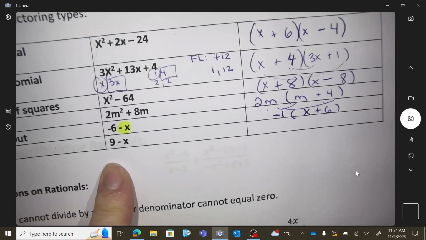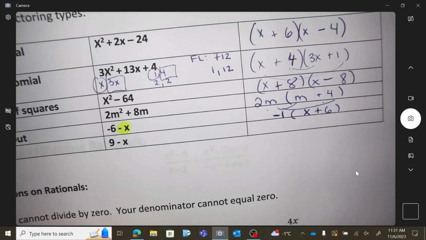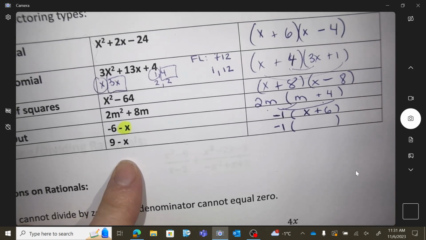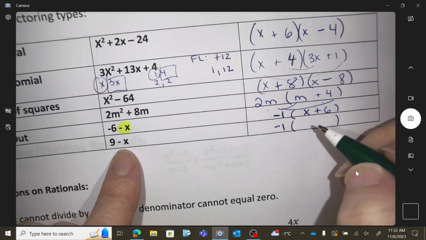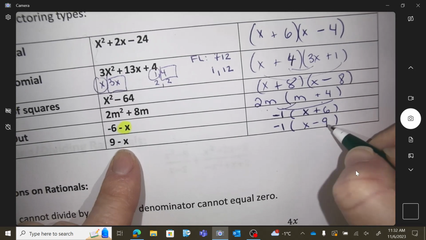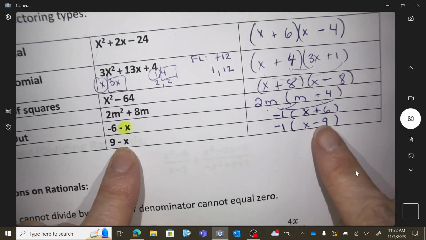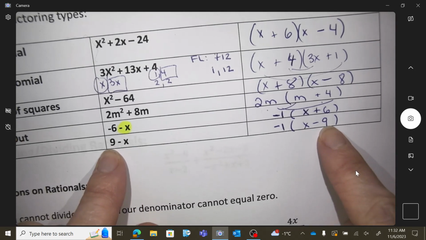Can you do that for the last question on your own? Negative out. Give me a negative out and then write me the factor. And if you can write your variable first, that helps your brain see things. So just try to write your variable first. So if you take the negative out, you get a positive x and a negative 9.